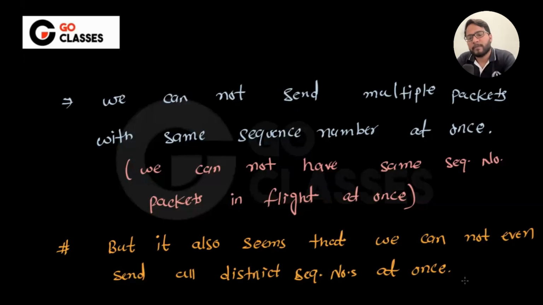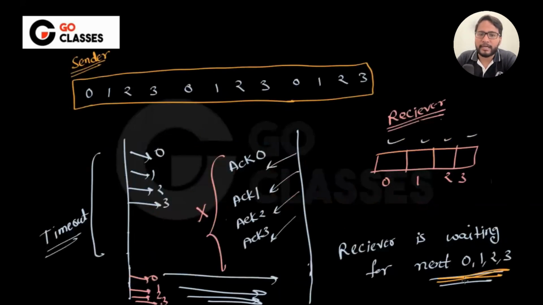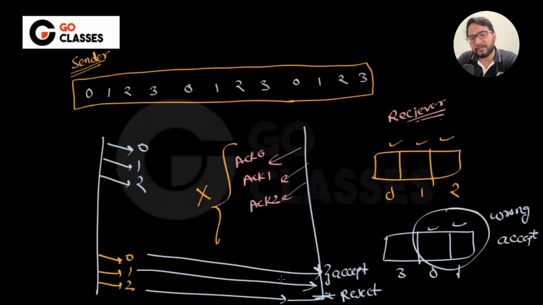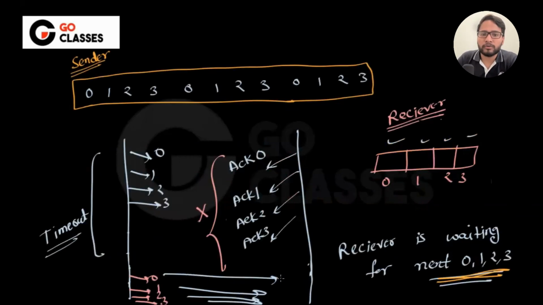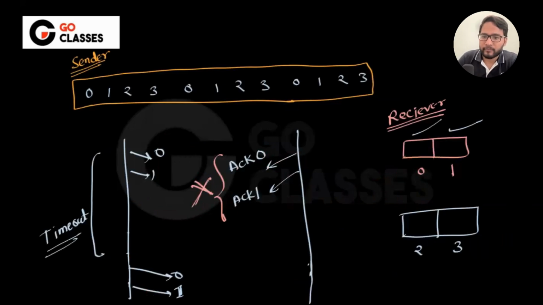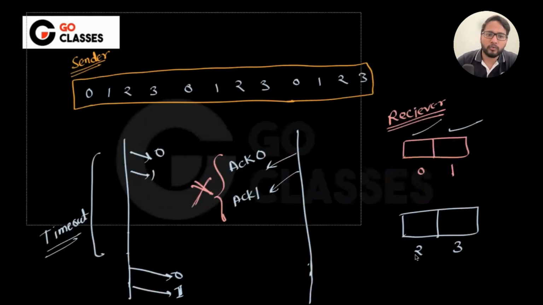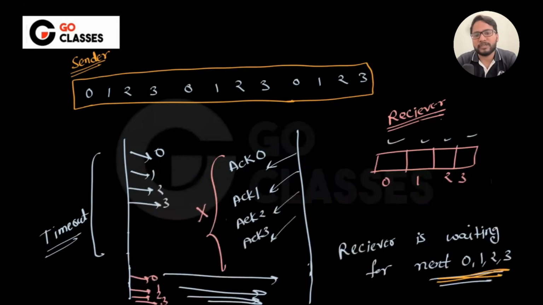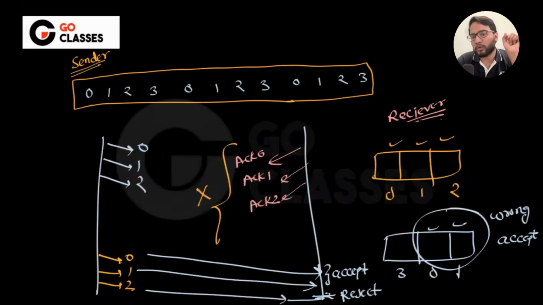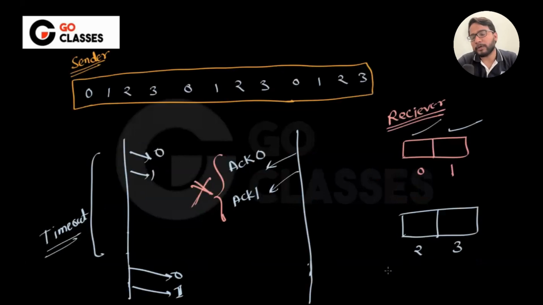Here I'm saying you can't send 0, 1, 2, 3. Then I'm saying you can't send 0, 1, 2 either. But you can send 0, 1. So 0, 1, 2, 3 entirely creates a problem, and even 0, 1, 2 is also creating a problem. But if we are sending a little less, which is 0, 1, then it seems there is no problem.